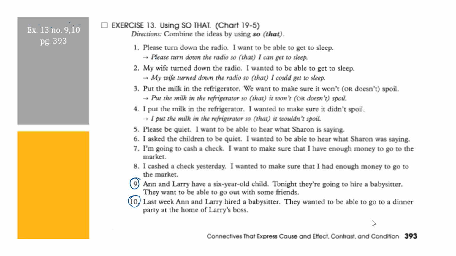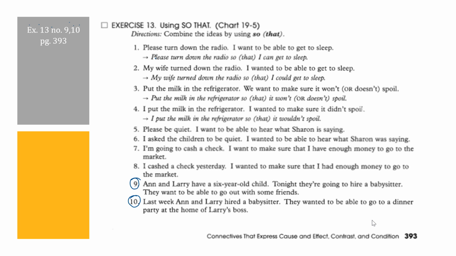Have a look at the tenses. The first and the second sentences use simple present. So for ability or possibility in the present time, we can use can. So the answer can be, please turn down the radio so that I can go to sleep. Why can? Because it is the possibility or the ability in the present time. Number 2, my wife turned down the radio. I wanted to be able to get to sleep. Have a look at the tenses that are used in the two sentences. They are simple past.